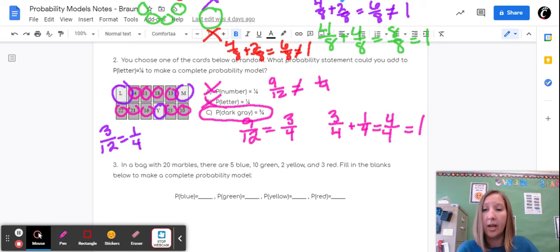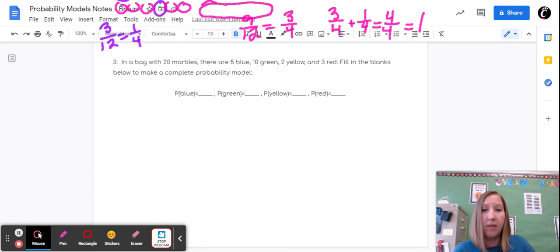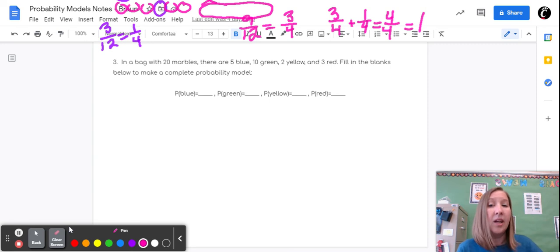So let's take a look at question number 3. It says, in a bag with 20 marbles, there are 5 blue, 10 green, 2 yellow, and 3 red. Fill in the blanks below to make a complete probability model. Now, this is really nice because they actually tell us what our total number of marbles is. We are told there are 20 marbles total.